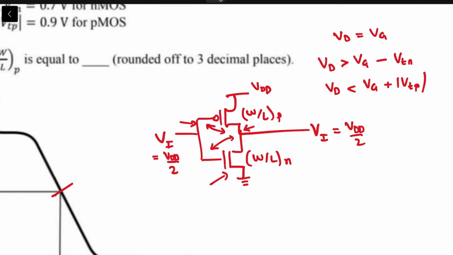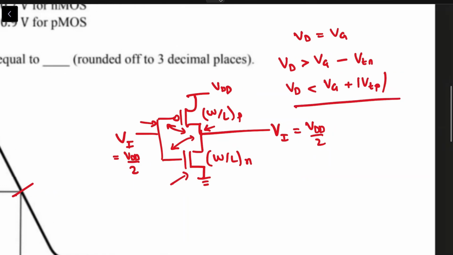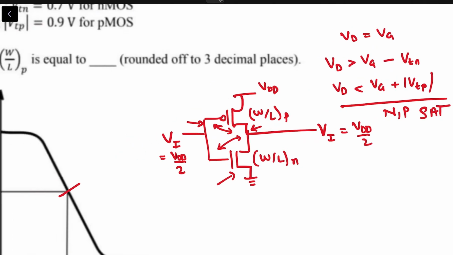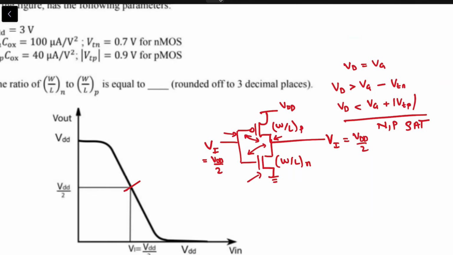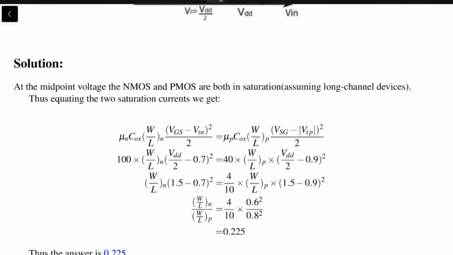so of course this means that both of them, N and P, are in the saturation region. Since we have assumed that they are long channel devices, we don't need to worry about VDS and VDSAT and whatnot. So knowing this is enough to say that both of them are in saturation region. So all that's left to do is to write the two saturation currents.